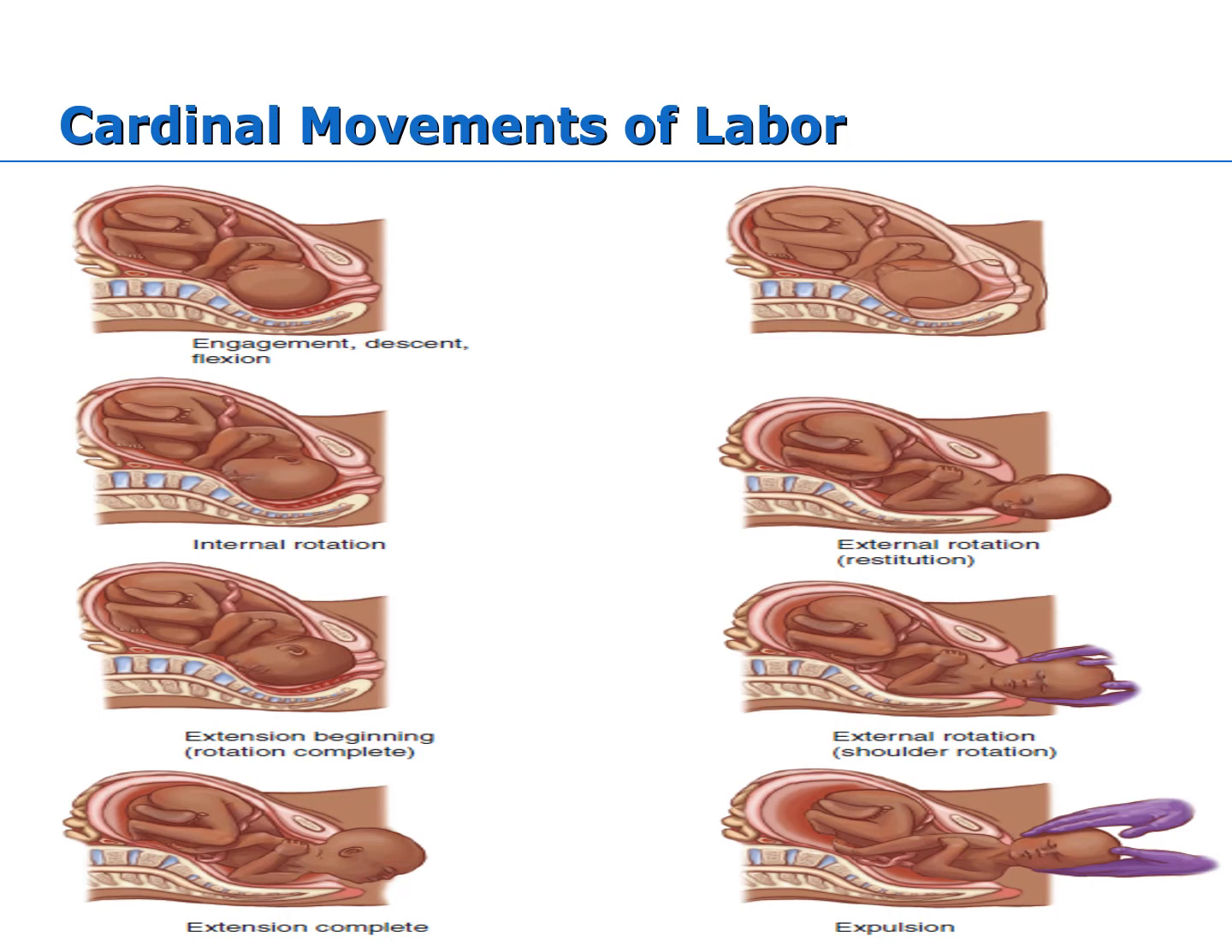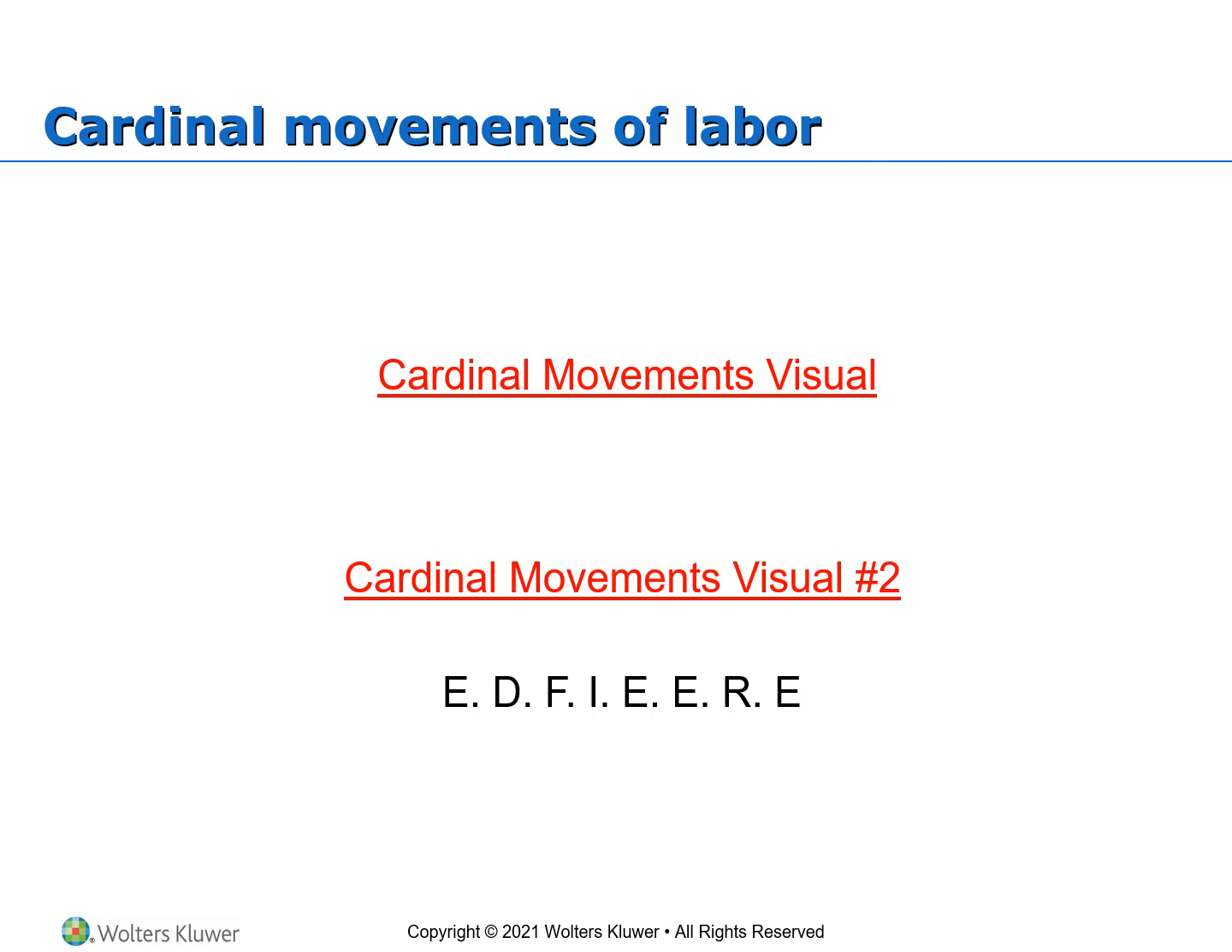Then expulsion, the rest of the body comes out more smoothly after the birth of that big old head and the shoulders. So the way that you can remember these cardinal movements of labor in order, it's "Edfieere." So every darn fool in Egypt eats raw eggs. So those are the cardinal movements of labor.